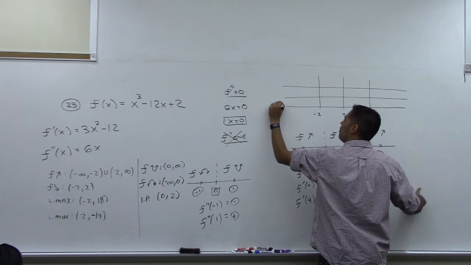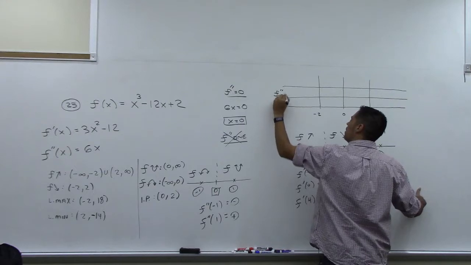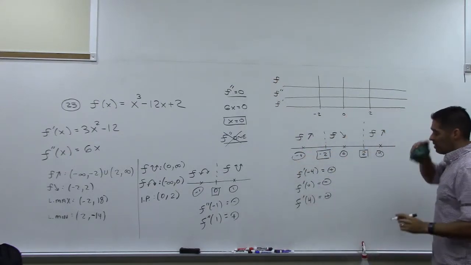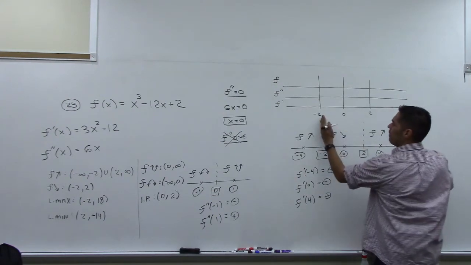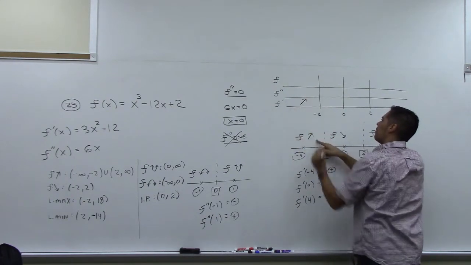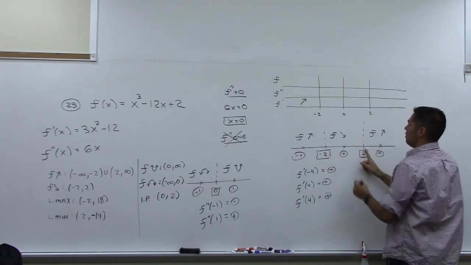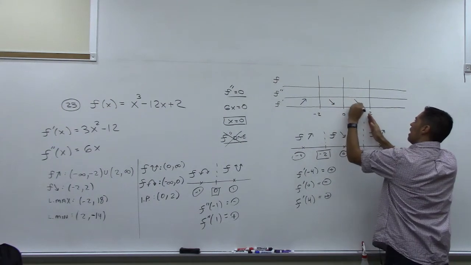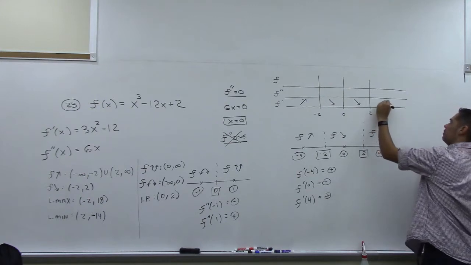This first row is going to be representing my first derivative. The second row is the second derivative. And the third row is the original function. So let's look at what's happening to the first derivative on this row. So to the left of negative 2, my original function is going up. All right? And then between negative 2 and positive 2, that's from here to here, it's going down. So in this little box and this box, it's going down. And then from 2 to the right, it's going up.